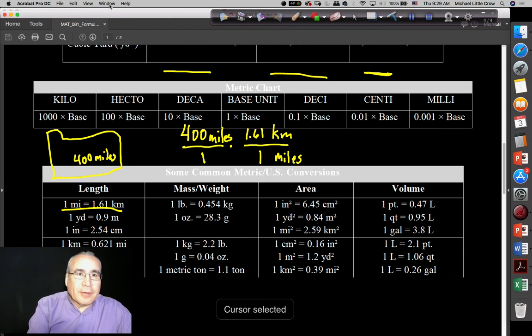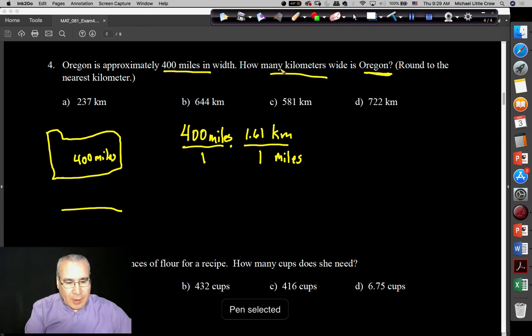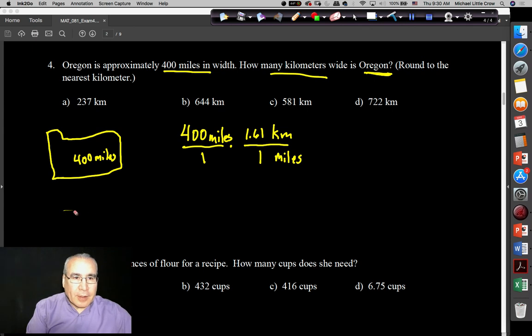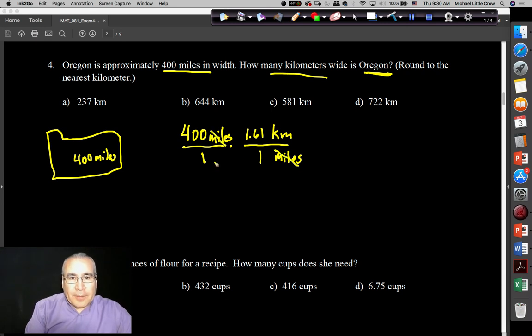Switch back and forth, come back here. Suppose I can erase this part now, just that part. So when we multiply, the miles are going to cancel each other out. It's 1 times 1 at the bottom, 400 times 1.61.